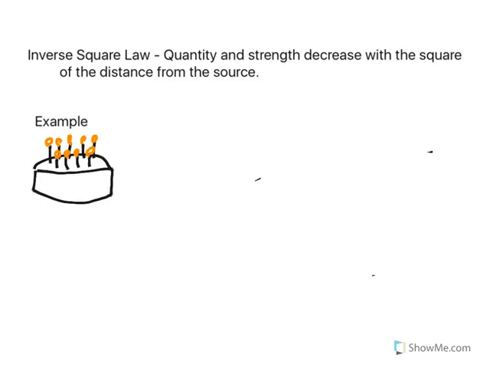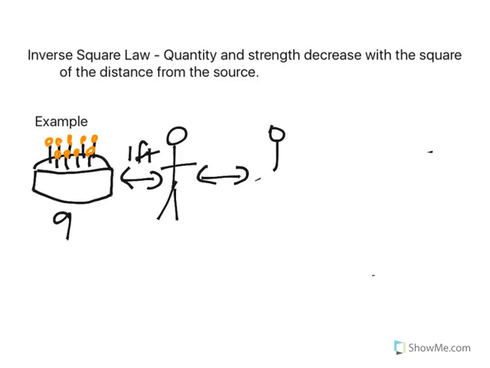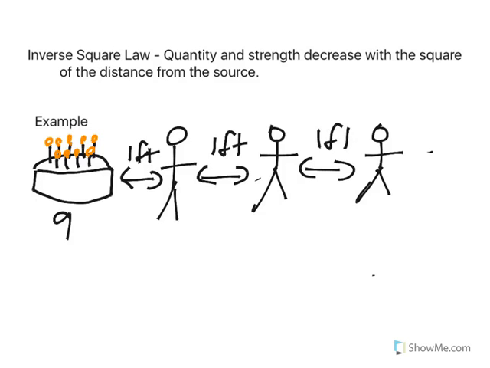Let's say you have a cake that has only 9 candles on it. So the original quantity is 9 candles. And once again, you are standing 1 foot away from the light source of 9 candles. And let's say instead of just taking 1 step back, you took 2 steps back. So you went from 1 foot away to now 3 feet away. In other words, your distance tripled.